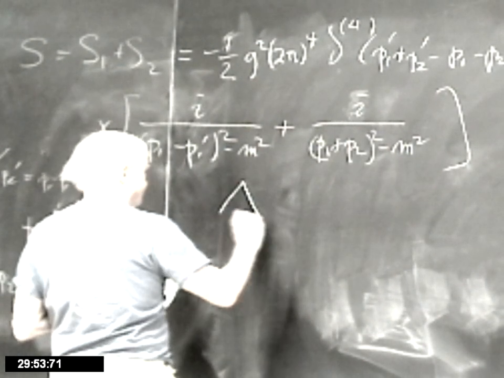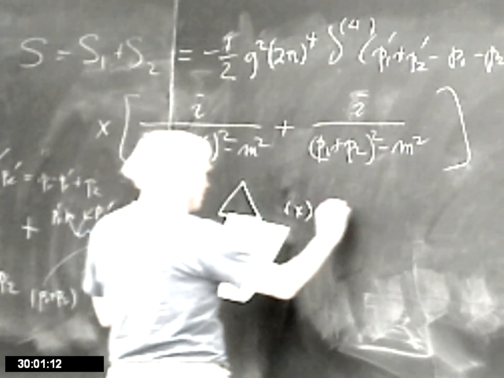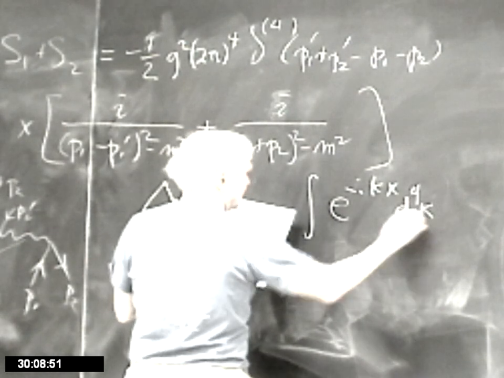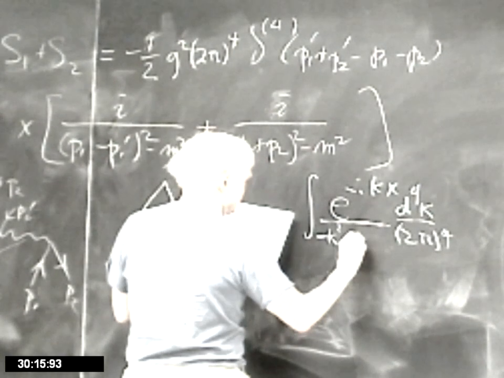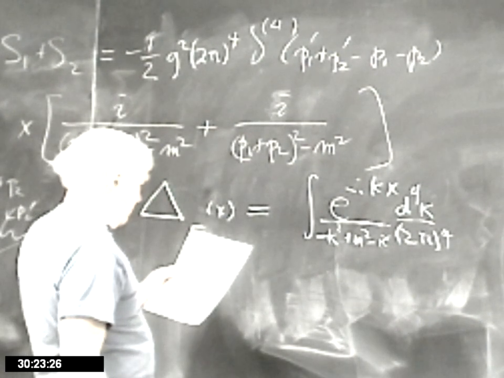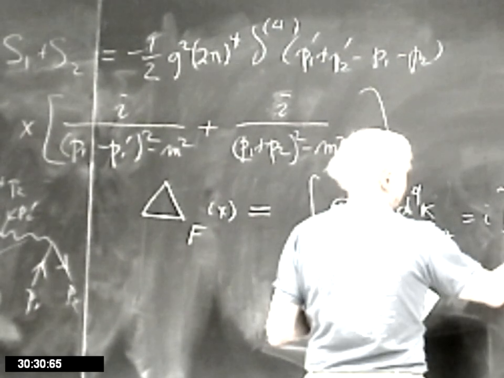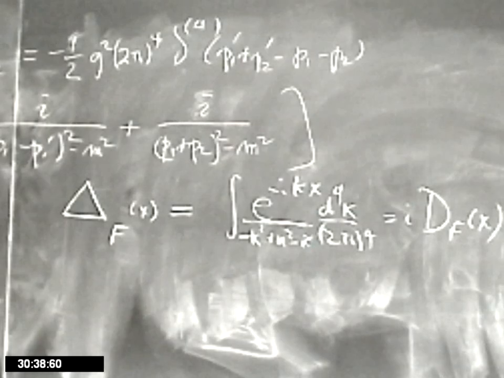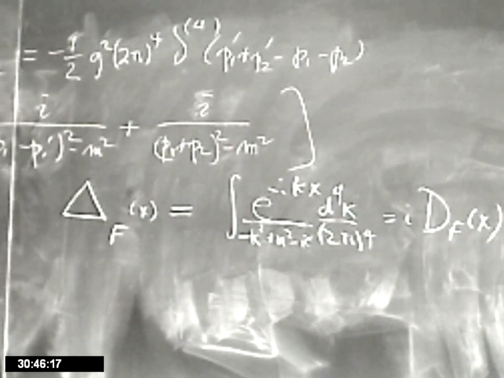the Feynman propagator, as Weinberg writes it, but in the pesky Feynman metric, is the following. It's an integral of e to the minus i k x, d4k over 2 pi to the 4th, divided by minus k squared plus m squared minus i epsilon. And this is equal to i D_F of x, where D_F is this one over here. So you multiply this D_F by i, you get a minus sign, and that puts a minus sign here, a plus sign there, and a minus sign there, which is what you've got.